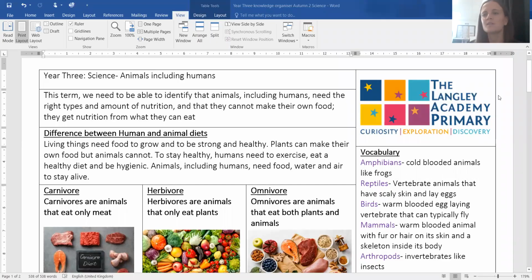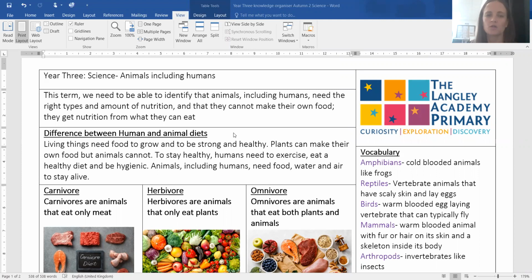Sorry, I'm just having a bit of trouble here trying to share it with you. Right, there it is. As you can see, we are looking at animals, including humans, this term. So this term, we need to be able to identify that animals, including humans, need the right types and amount of nutrition and that they cannot make their own food. They get nutrition from what they eat.